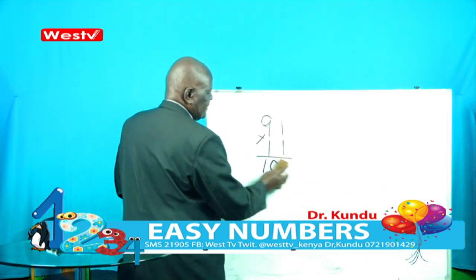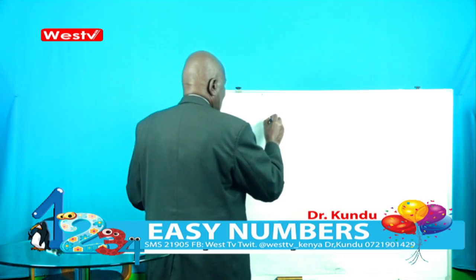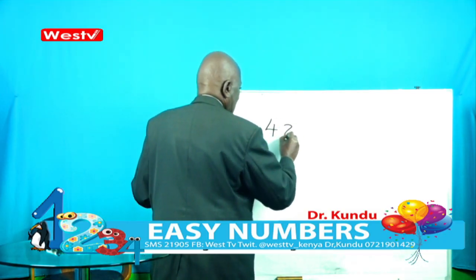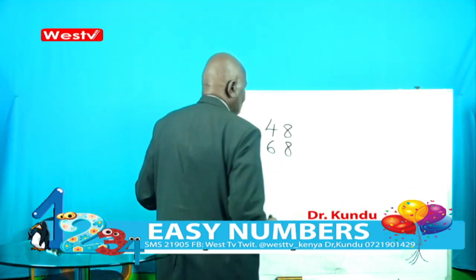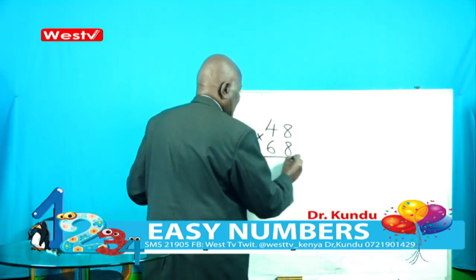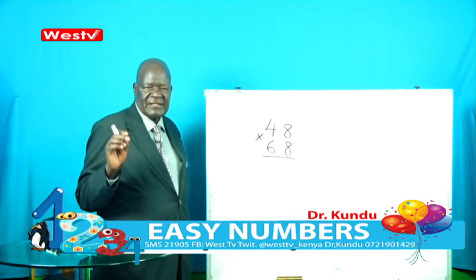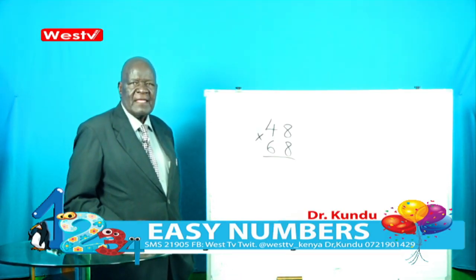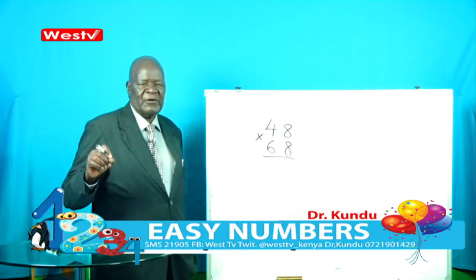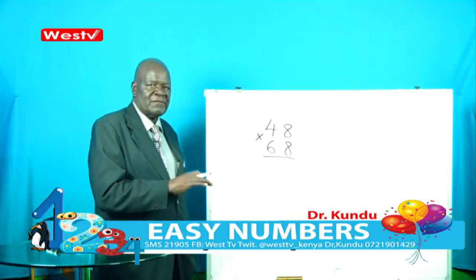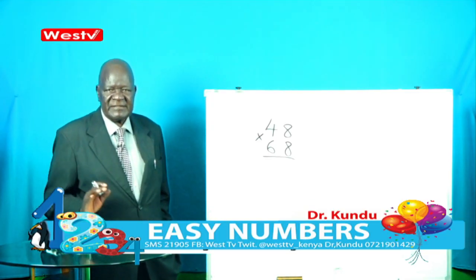So now let's look at another example. Another example would be 48 multiplied by 68. When you look at these numbers, they are numbers whose tens digits add to 10 and the ones digits are same. The rule: multiply the tens digits and quickly add on the common ones digit. That's the first part of the answer. And the last part of the answer, you just multiply the ones digits.